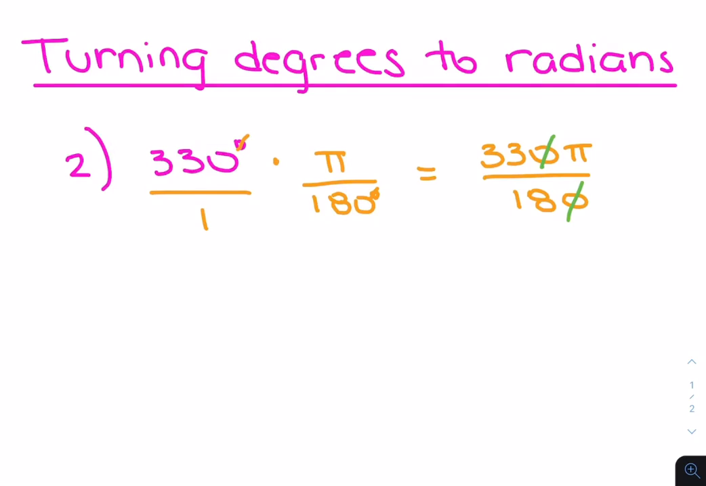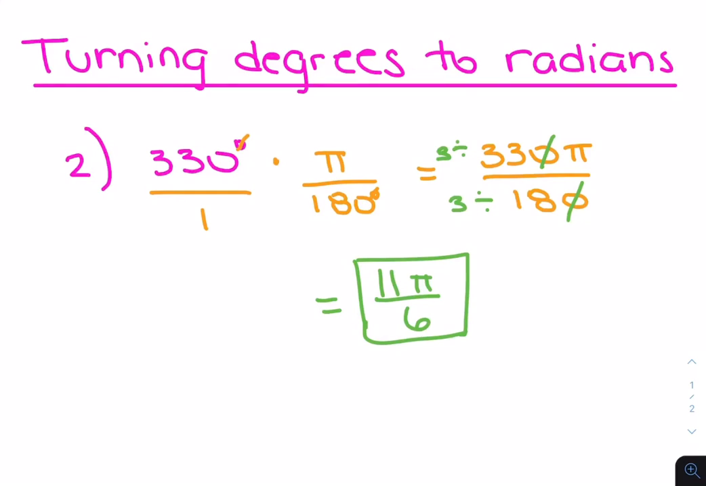And so to get from here, we can actually simplify this by dividing 3 to both numerator and denominator. So if we divide 3 to the numerator, 33 divided by 3, that's 11. And we have that pi next to it. And then 18 divided by 3, that's 6. So 330 degrees is 11 pi over 6 in radians.